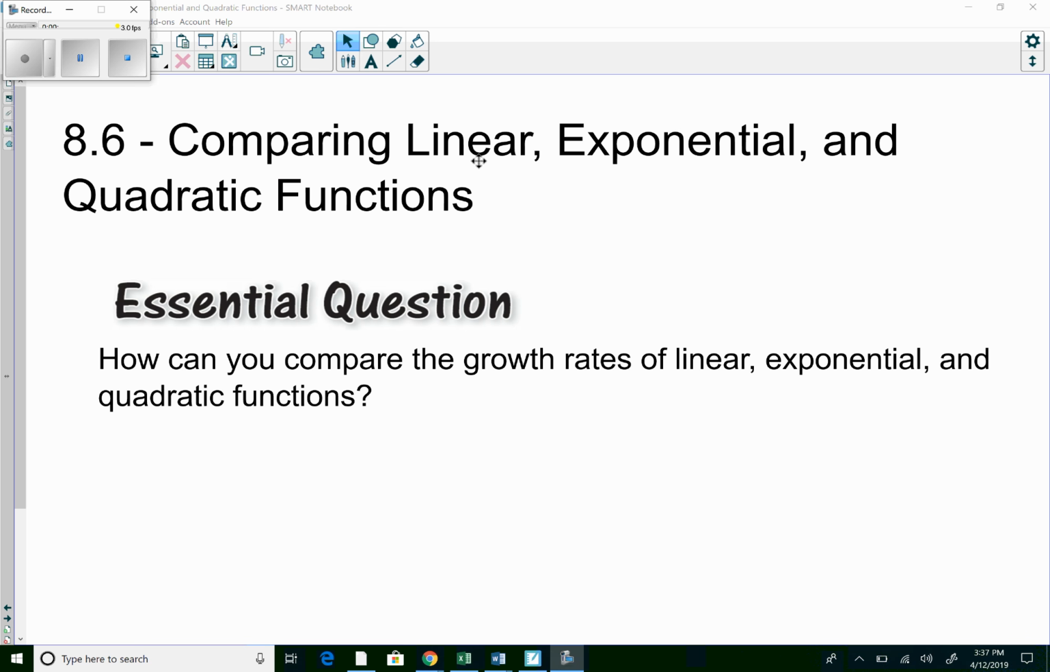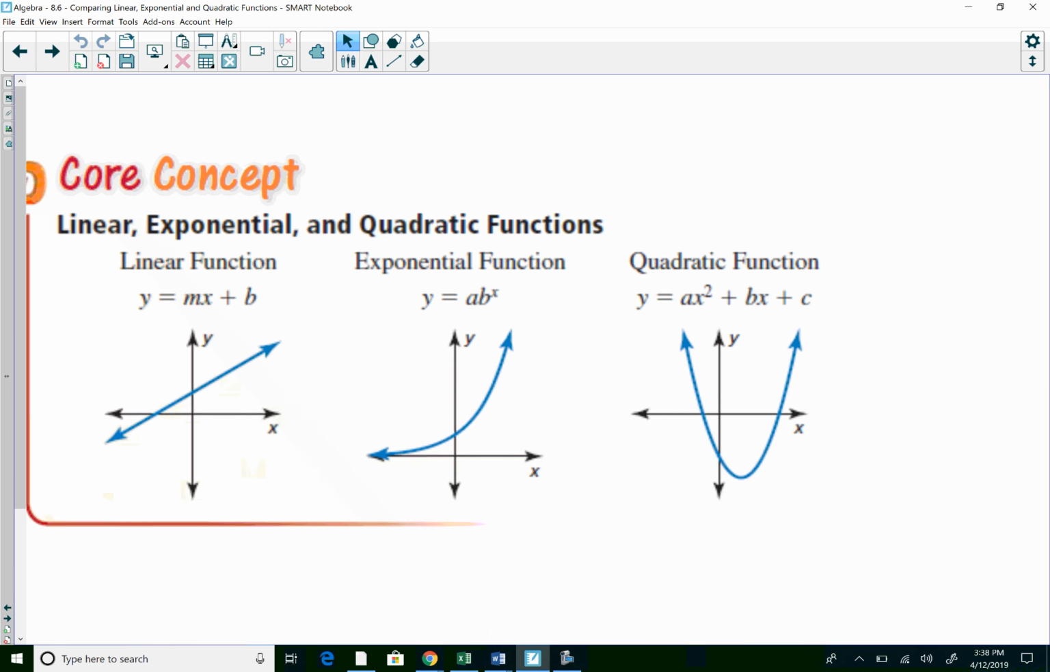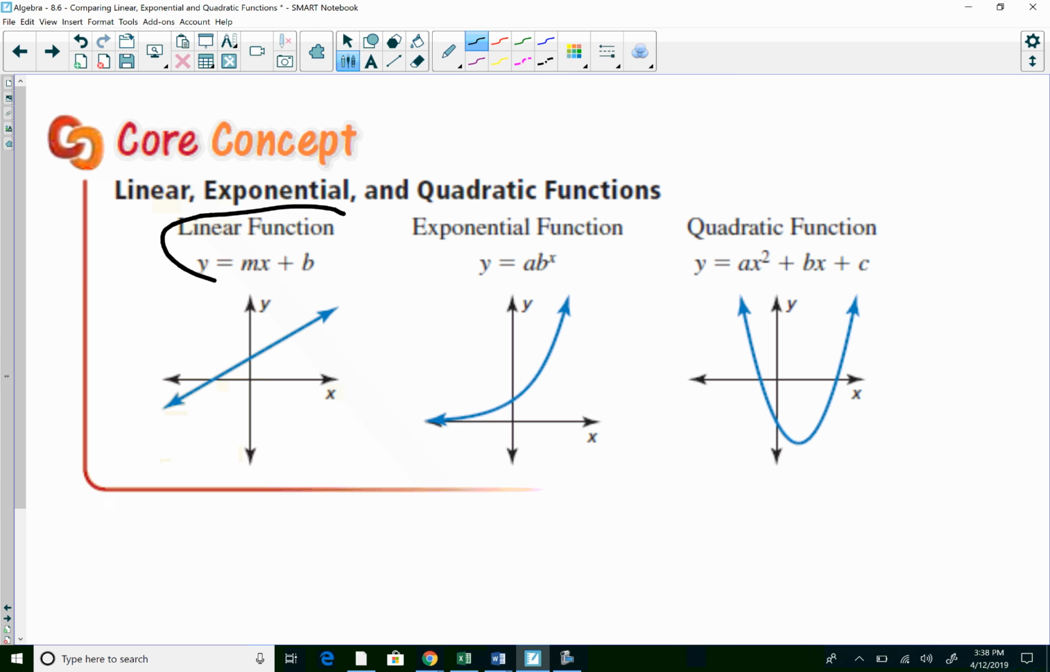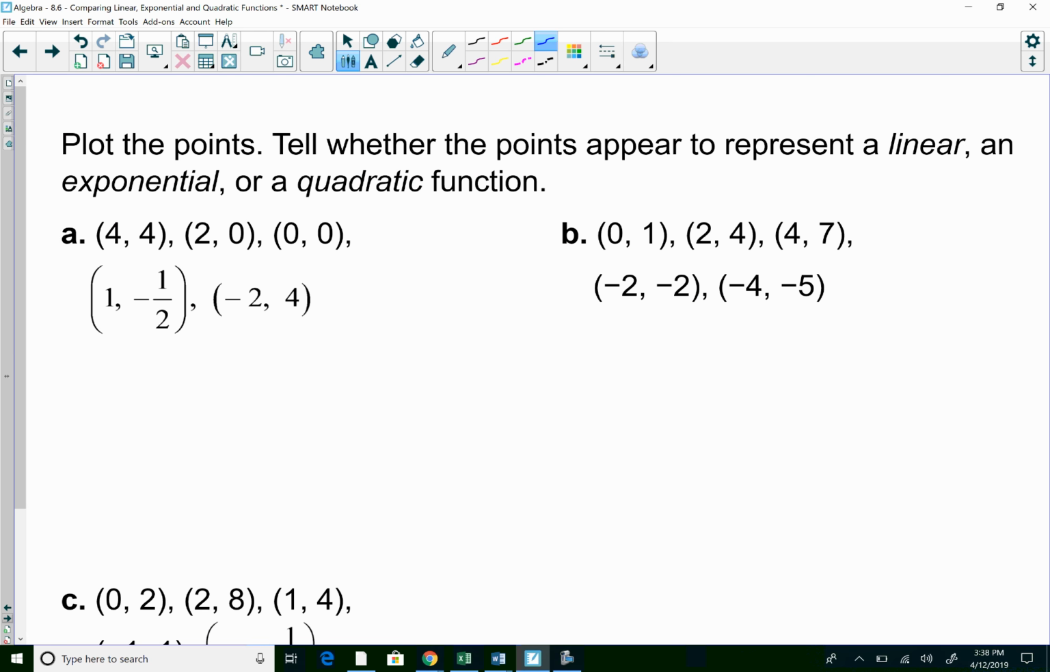Okay, so first off, today we are comparing linear, exponential, and quadratics. Let's take a look at this core concept to begin with. You guys know the difference, right? All of the different shapes. Linear creates a straight line and it's in the form of y equals mx plus b. That's a big thing. Exponential has kind of that tail to it, and it's in the form of a times b raised to the x. And then quadratics is what we've been working on the last few days. It's ax squared plus bx plus c. So just make sure that you know all of the different shapes that go with them.